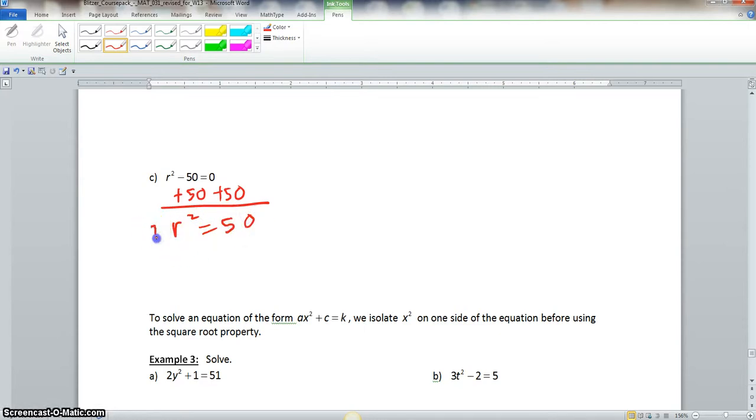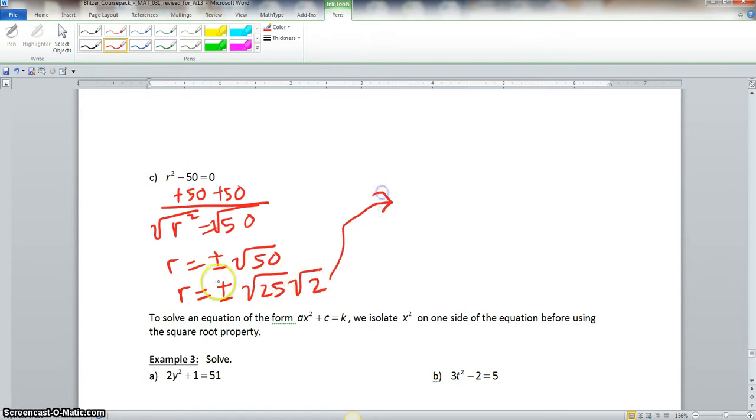Now, we have to take the square root of r squared on both sides. And we have r is equal to plus or minus the square root of 50. Now, 50 has a perfect square in it. The highest perfect square that we could pull out of 50 is 25. So we have the square root of 25 times the square root of 2. Now, we'll write our r is equal to plus or minus the square root of 25 is 5 times the square root of 2. And that's it.